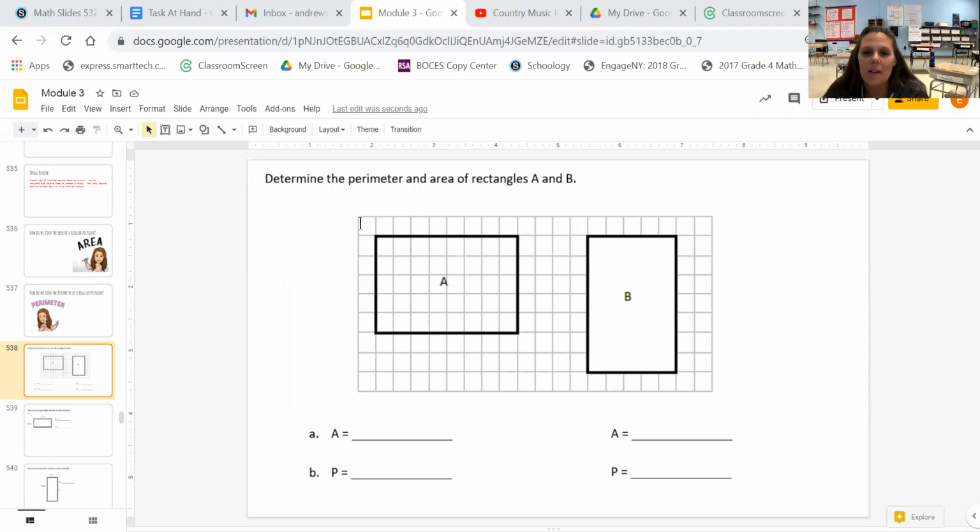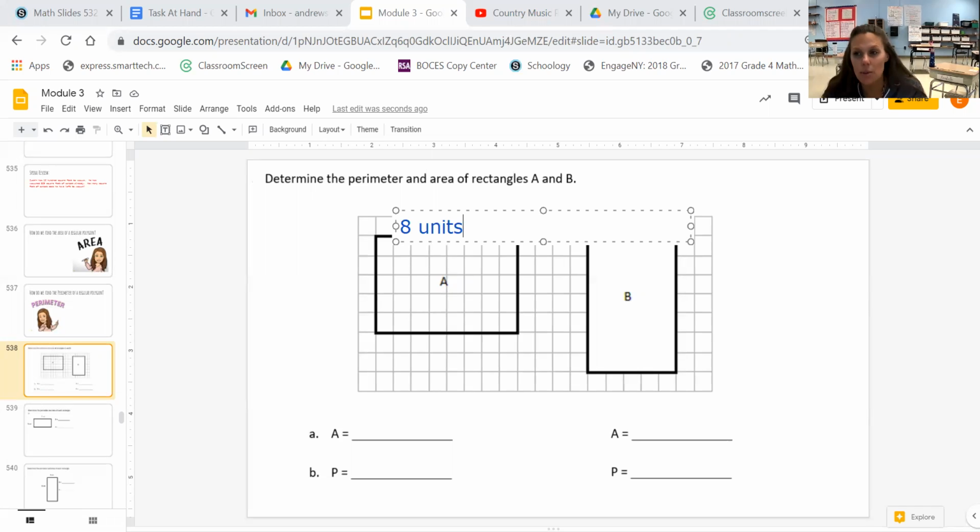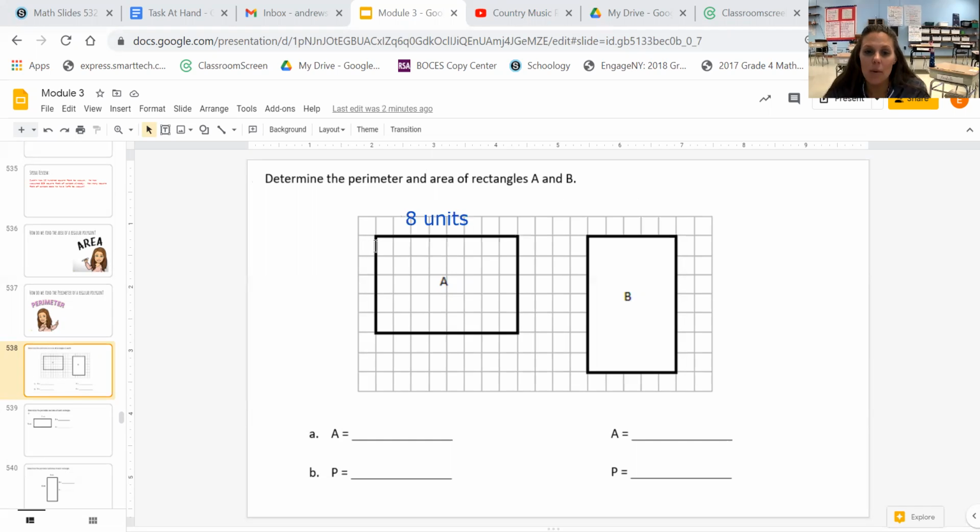So don't panic. The length, 1, 2, 3, 4, 5, 6, 7, 8 units, because they didn't tell us a unit. If they don't tell us centimeters or miles or whatever, then we just say units. So that's 8 units, and my width is 5 units. So I'm going to write 5 units. Now, one strategy for area is I can simply say 5, 10, 15, 20, 25, 30, 35, 40. I could have counted up all those perfect squares.